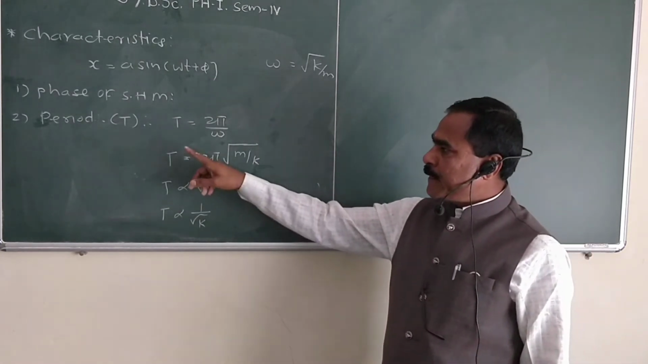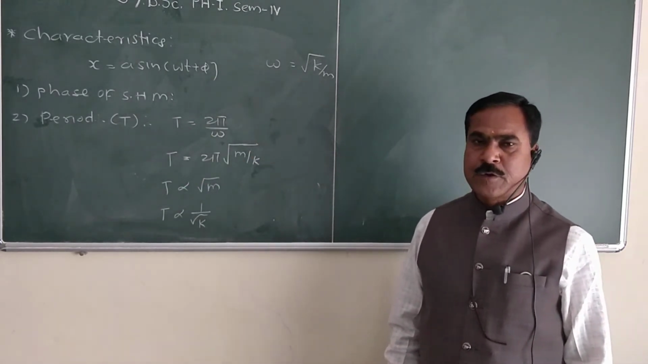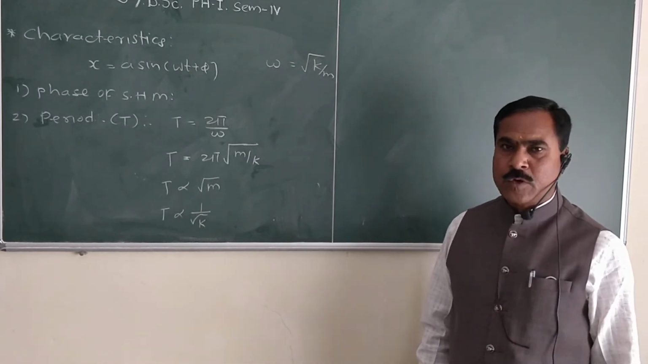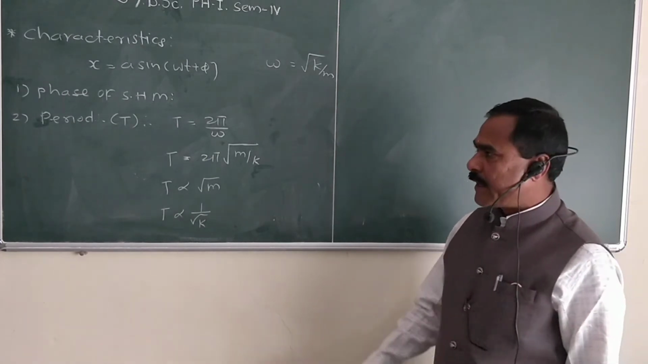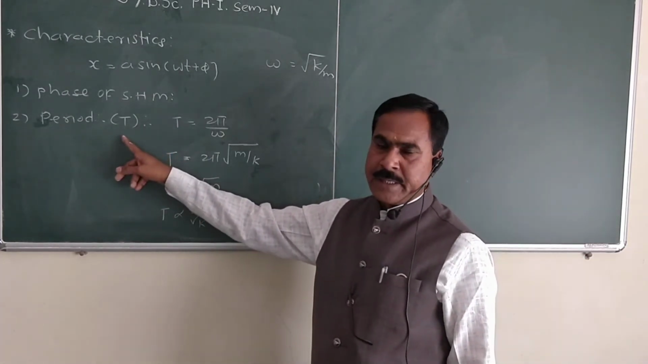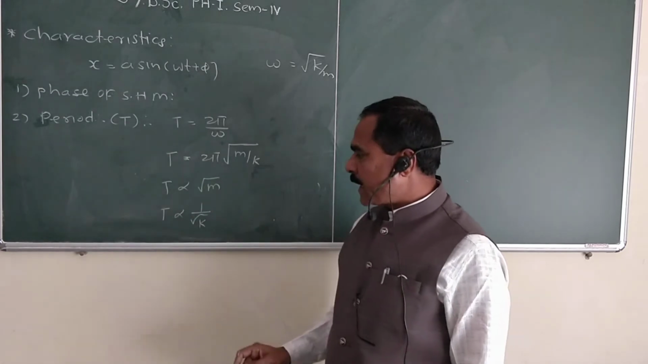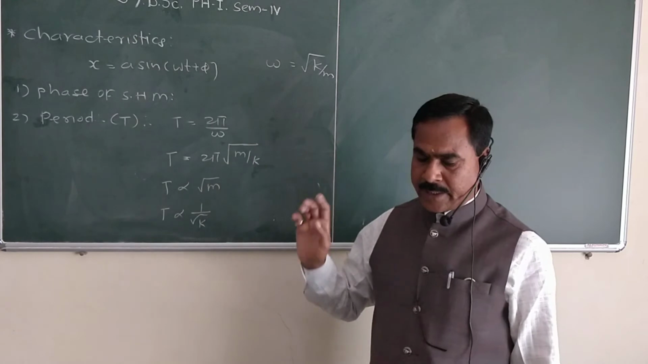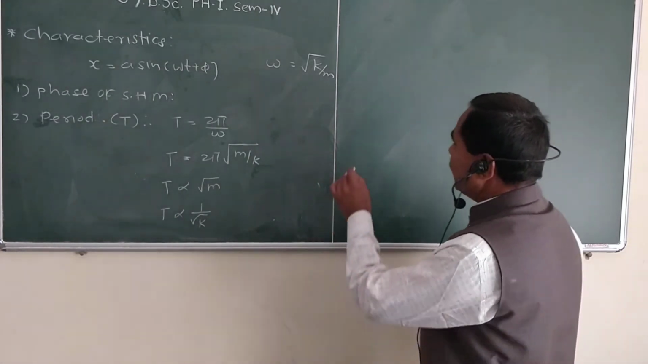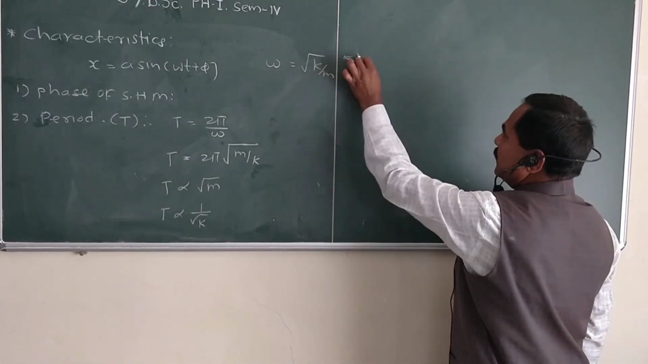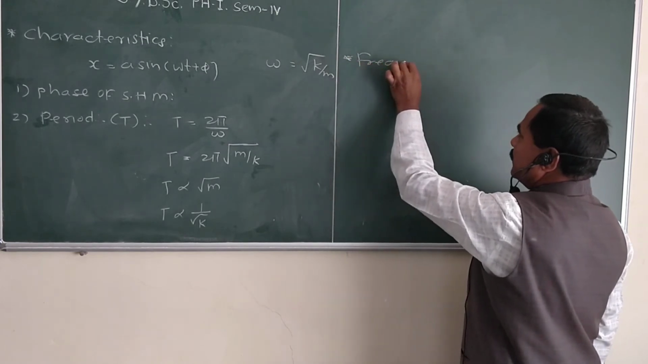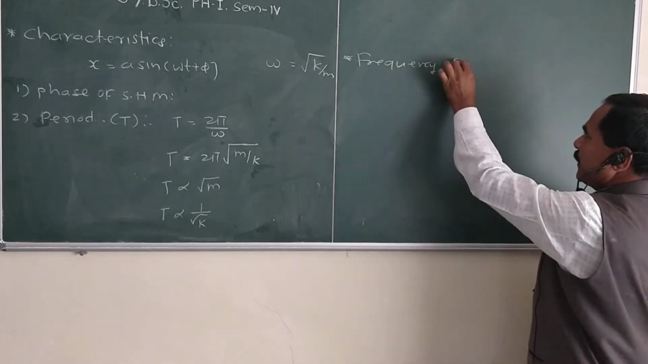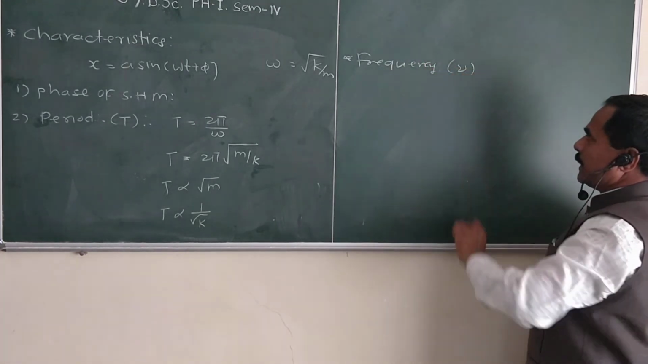Okay, so the definition of period is the time taken by the particle or oscillator to complete one oscillation. It is measured in time, that means in seconds. So the equation is T equal to 2 pi root m upon k. Then next we take the frequency, and it is denoted by nu, or it is also denoted by letter f.